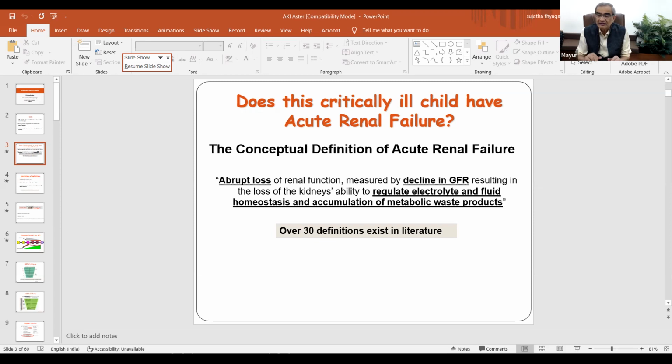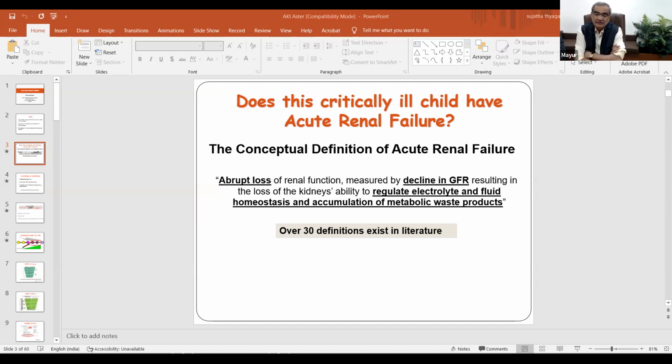Just a minute. Not able to find the mouse. Let me. This one should minimize, no? Yeah. Okay, sir.